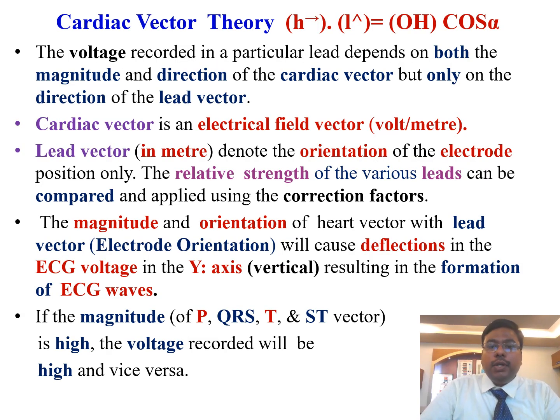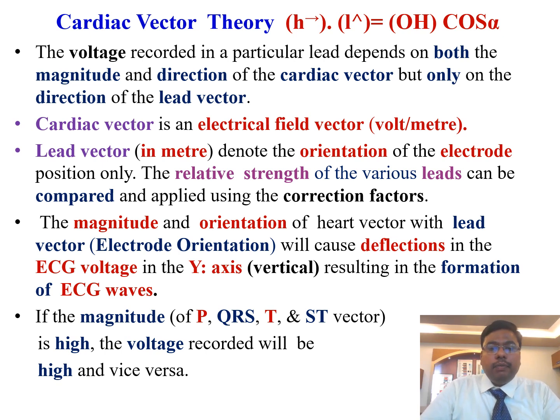So the voltage recorded in a particular lead depends on both the magnitude and direction of the cardiac vector, but only on the direction of the lead vector. The cardiac vector is an electrical field vector of dimension volt per meter. The lead vector in meter denotes the orientation of the electrode position only, but the relative strength of the various leads can be compared and applied using the correction factors in the cardiac vector theory.